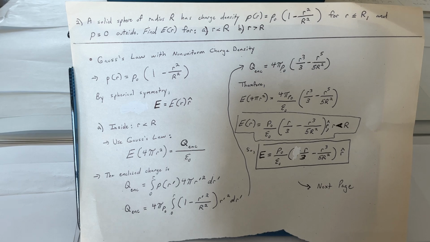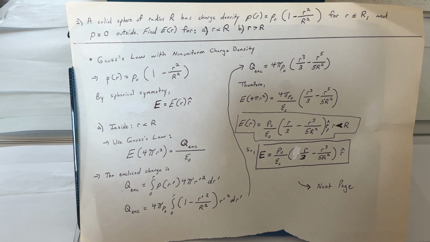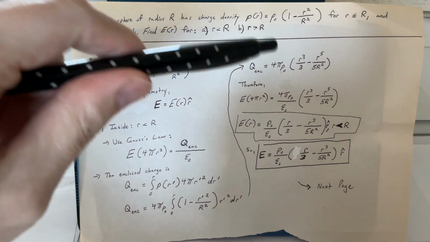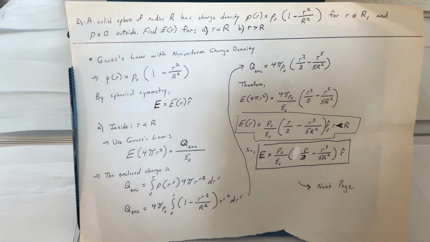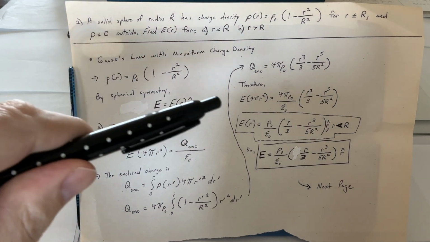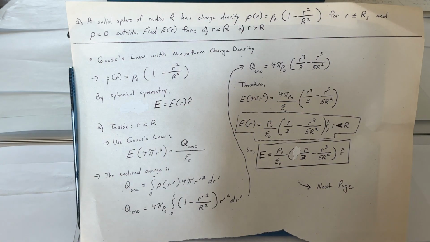Okay, so just moving along up here for our Q sub enc, our enclosed charge inside the Gaussian surface, we get 4 pi times rho naught times the quantity r cubed over 3 minus r to the 5th over 5 capital R squared. So therefore, E times 4 pi r squared is going to be 4 pi rho naught over epsilon naught times the quantity r cubed over 3 minus r to the 5th over 5 capital R squared.